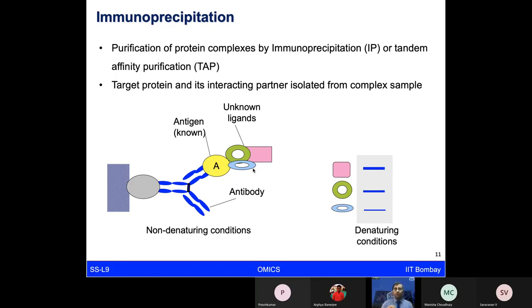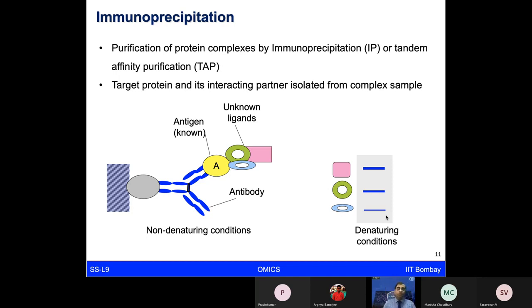Once you have done this, you denature them and run them under denaturing conditions on SDS-PAGE to look at which proteins are forming this complex. Then you can do in-gel digestion followed by mass spectrometry to identify which of these proteins are there, and whether they are interactors of this protein or not.